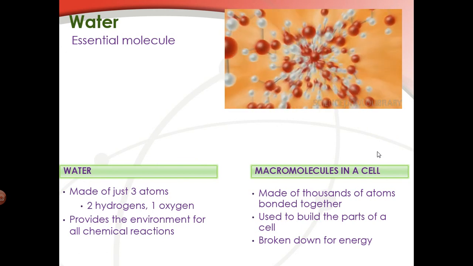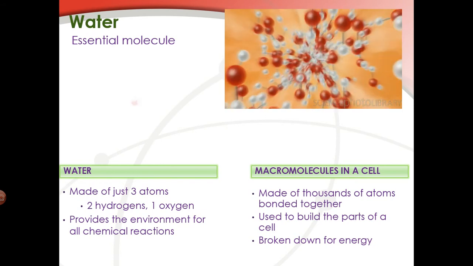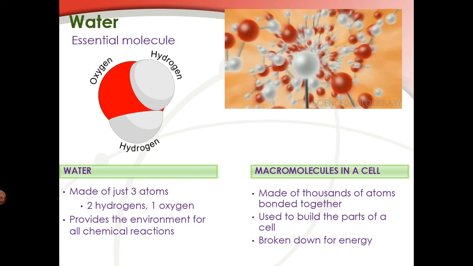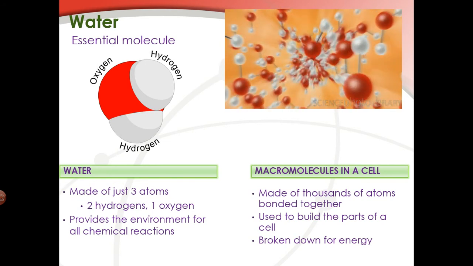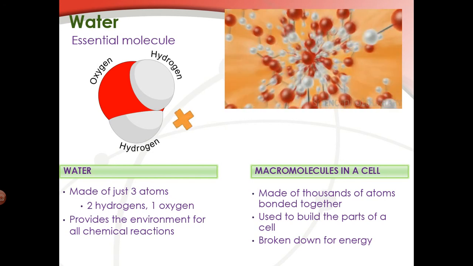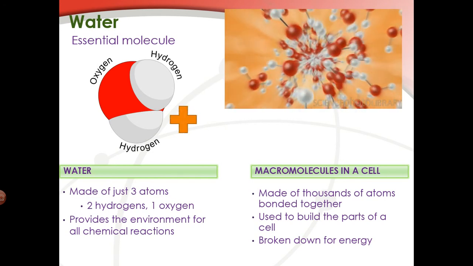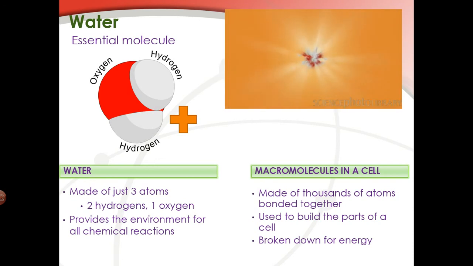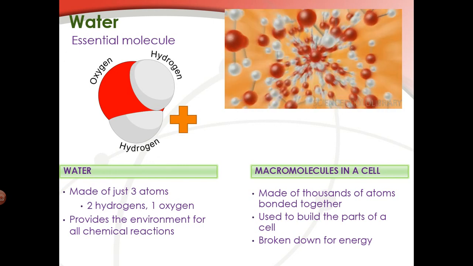Water provides the environment for all the chemical reactions that have to happen in a cell. One cool thing about water is it's an essential molecule. Without it, nothing living on Earth would be able to survive. One cool thing about it is that the way it's structured gives it a positive end and a negative end. The hydrogen end of a water molecule is the positive side, kind of like when you think about magnets having a positive and a negative, and that allows things to be attracted to water or to be repelled from water, which is a pretty cool feature.